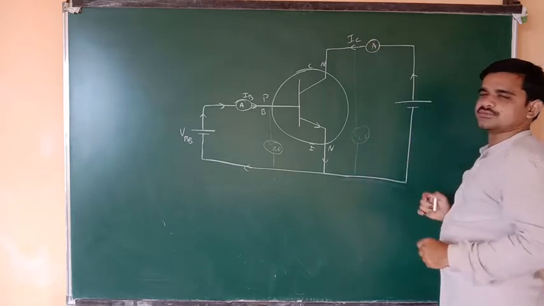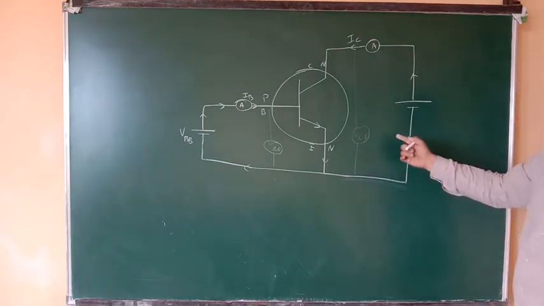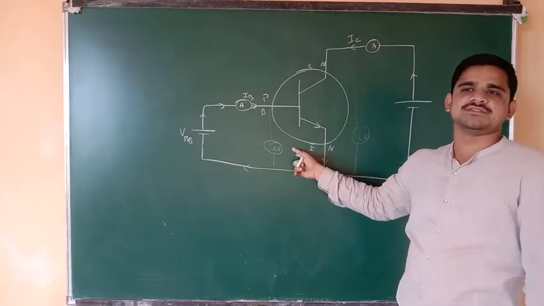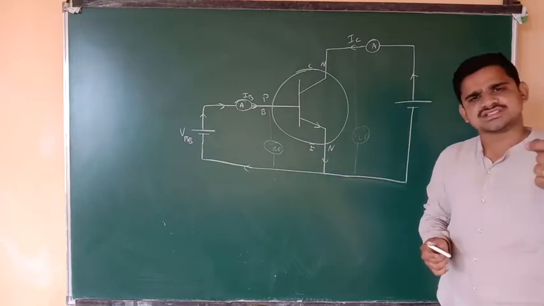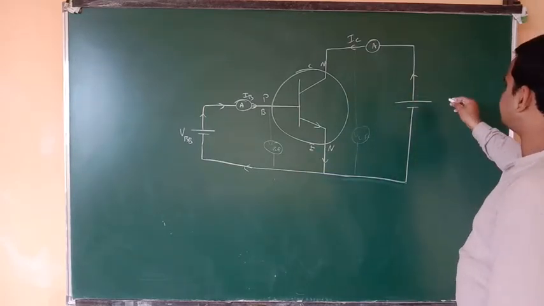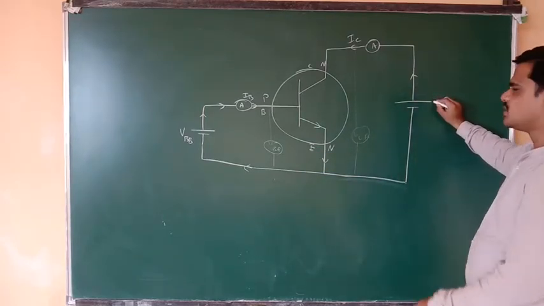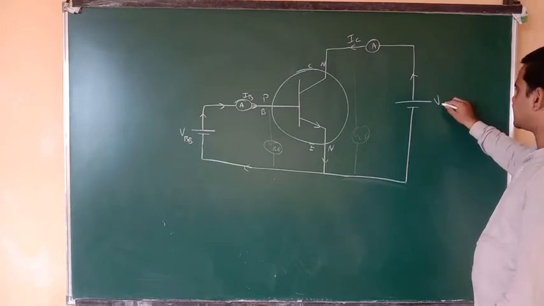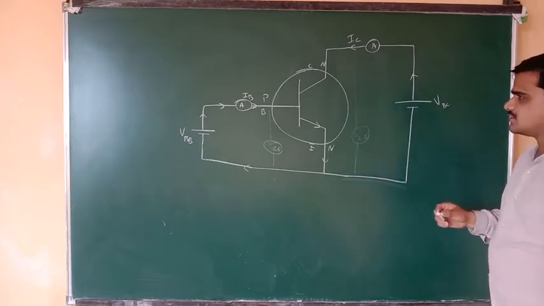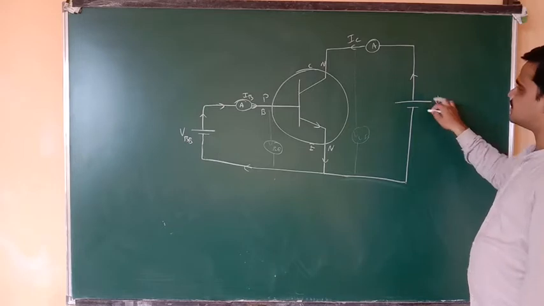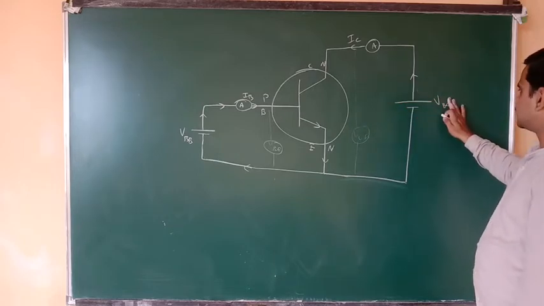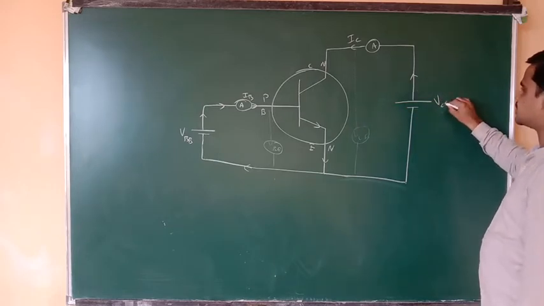Some potential drop will be there, so that is the VC I am taking here, and the potential difference between the base and emitter is VBE. Now I have a battery in this circuit. This battery can be written as VBC, no problem, but VBC means base and collector, so that's why we write this one as VCC.